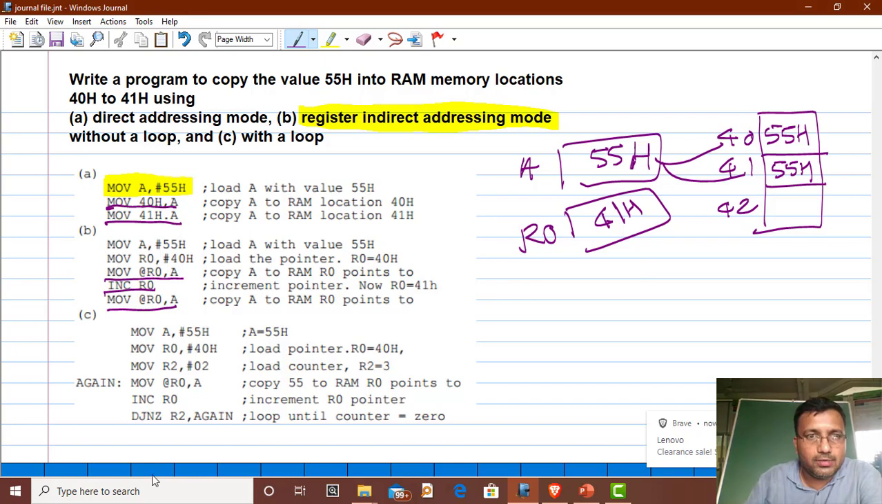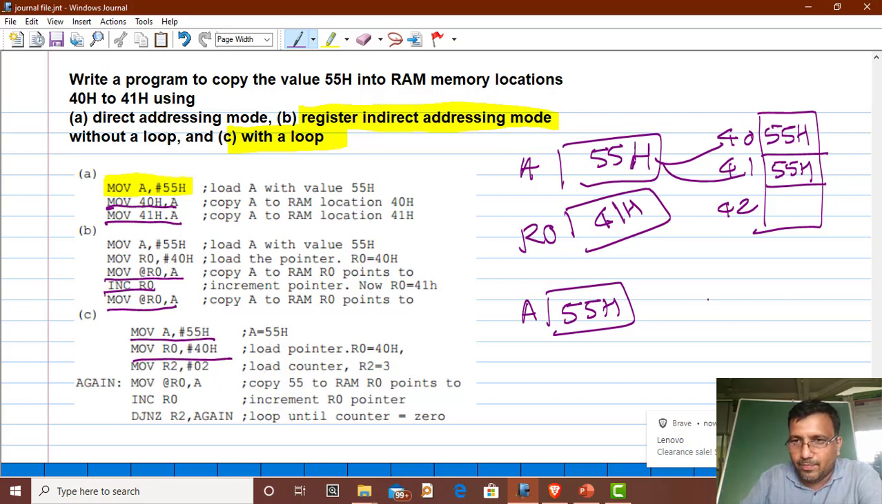Okay, so in the third problem statement, we have a loop. By using a loop, you can do the same thing. Again, the very first line is MOV A, #55H, so the accumulator contents are 55H. Then MOV R0, #40H. So R0 contains 40H.